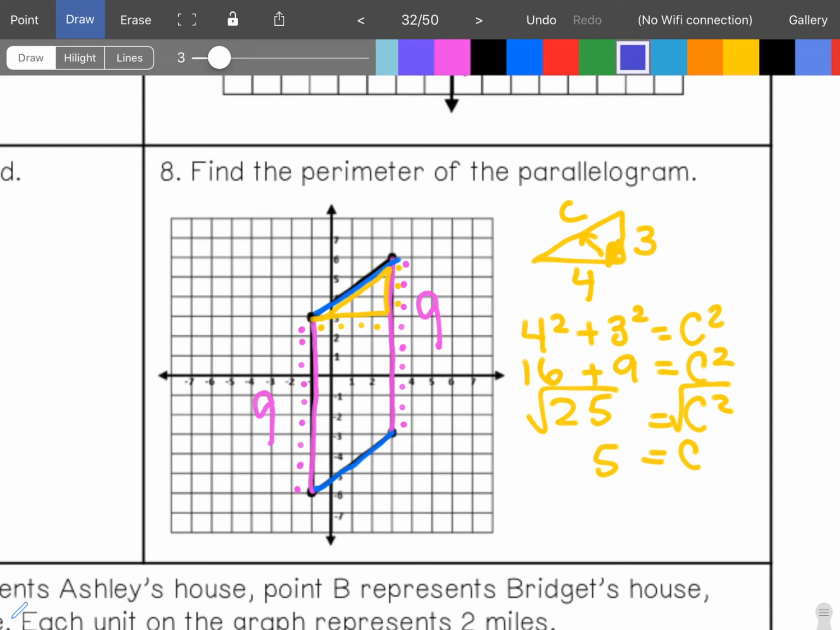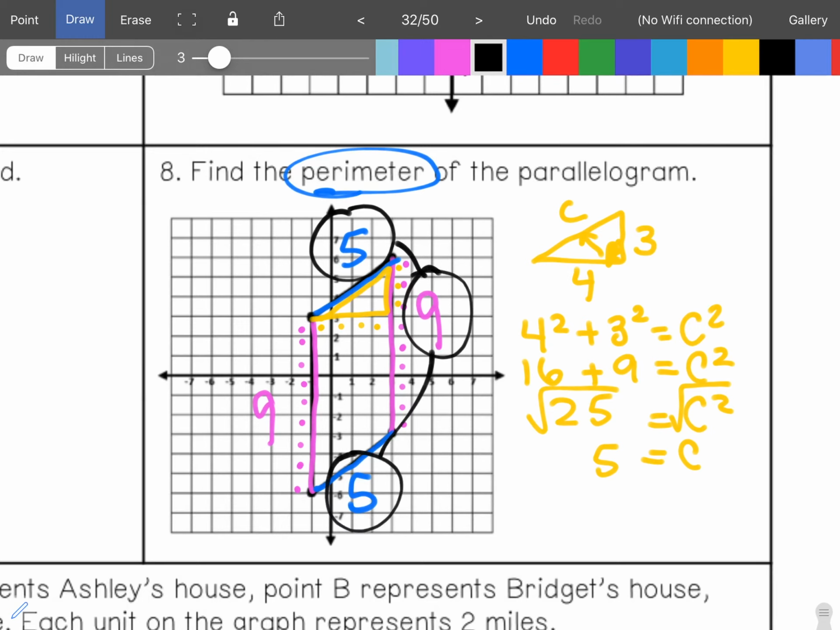So this distance that we didn't know is 5 here and here. And if we're finding the perimeter, that means we have to add up all of the sides. So 5 plus 9 plus 5 plus 9 should be 28 units.